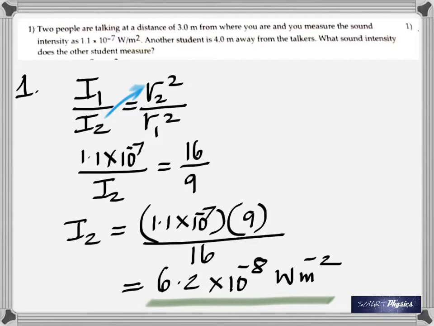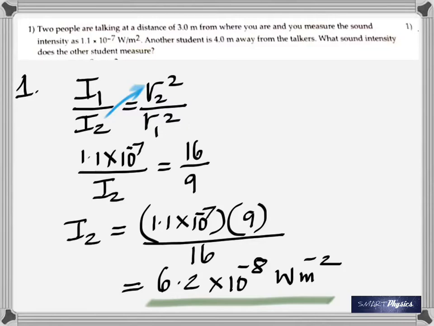Two people are talking at a distance of 3 meters from where you are, and you measure the sound intensity as 1.1 times 10 to the negative 7 watt per meter squared. Another student is 4 meters away from the talkers. What sound intensity does the other student measure?